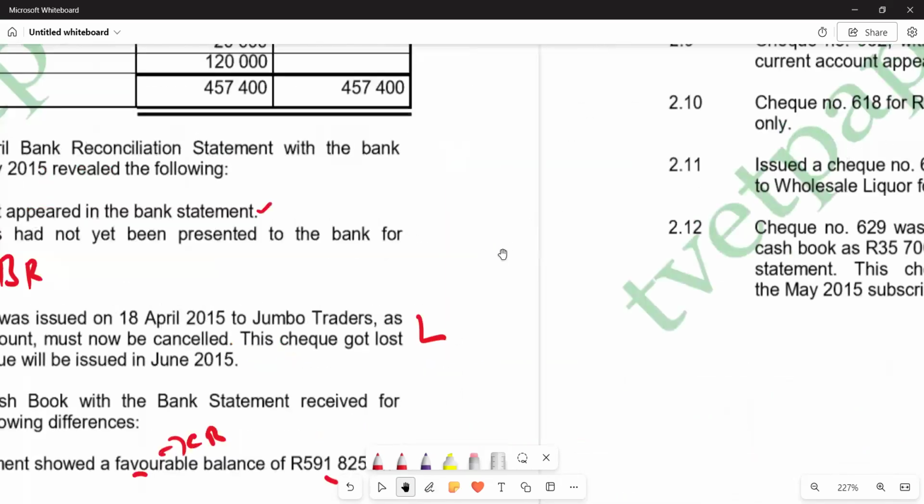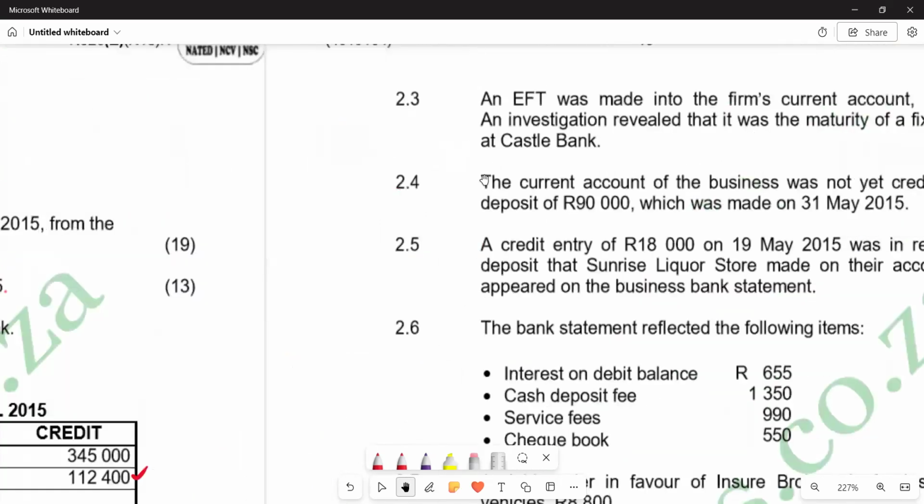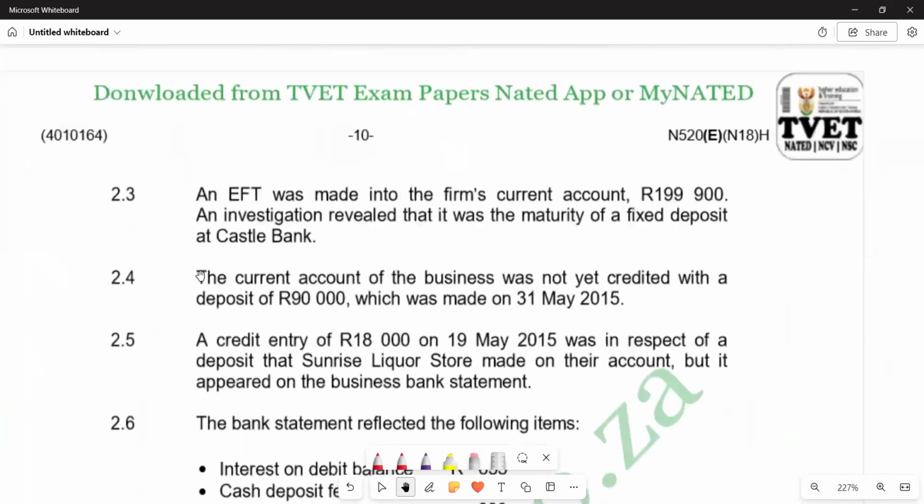transaction, which is now 2.3, which is saying an EFT of 199,900 was made into the firm's current account, and basically revealed that it was the maturity of a fixed deposit at Castle Bank. So remember, this was an EFT. When an EFT is made, obviously it won't be reflected in the bank account in the ledger, but it will be appearing on the bank statement. So it means this one is also going to affect our ledger. It's not going to affect our bank reconciliation. So we go to the next one.